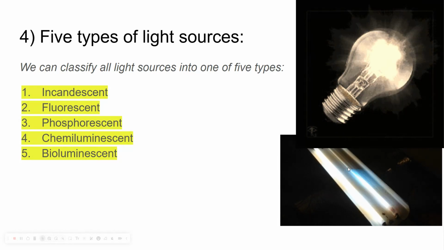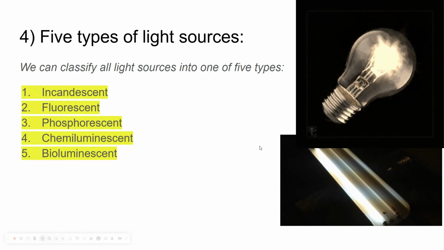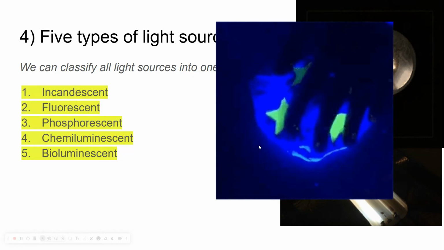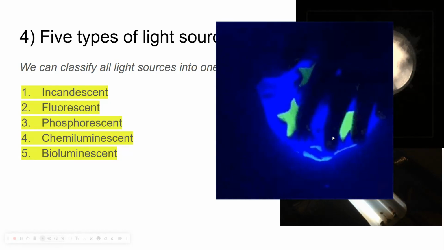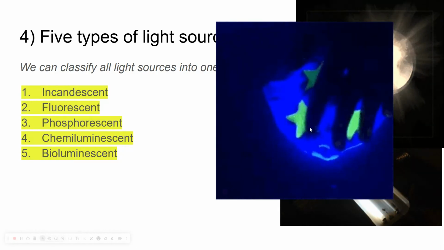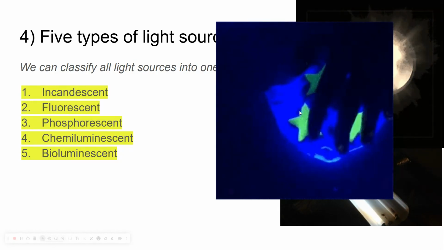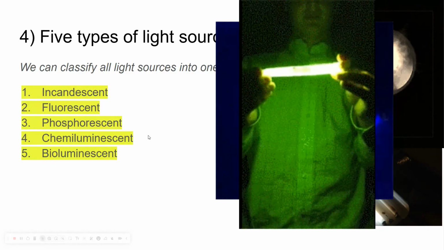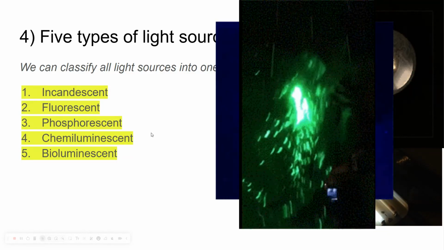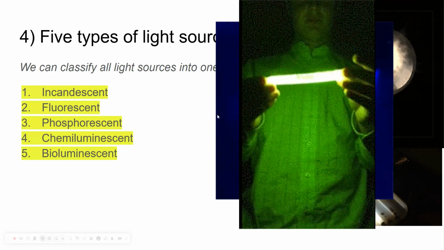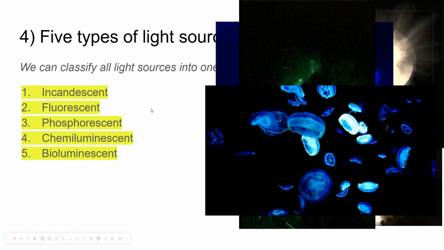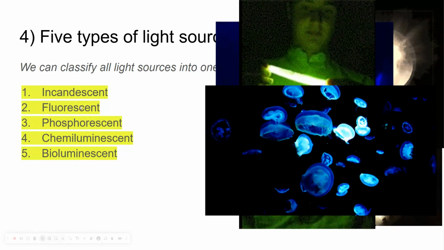If you look up in the ceiling, you can see more examples of these. There's phosphorescent. I don't know if you guys had any of these growing up. Well, I guess you're growing up right now. But when I was growing up, I had these glow-in-the-dark stars and moons and stuff over the ceiling of my room. Chemiluminescent. And lastly, bioluminescent. Cool. So 5 different types of light.